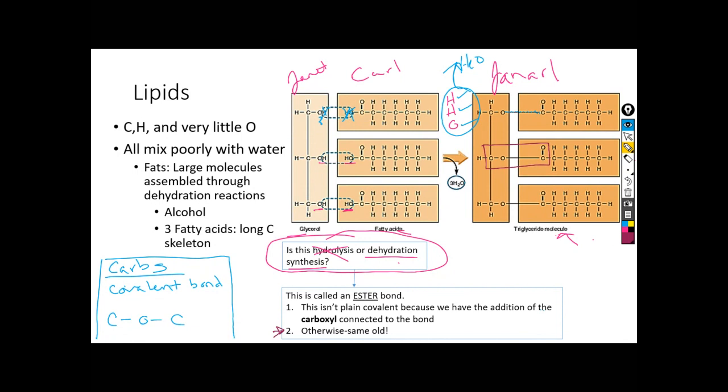The reason it's named something different is because instead of using that boring old carbonyl and the hydroxyls to do this, because remember, we used just OHs to make this bond, to make an ester bond we had to use Carl's carboxyl. I still had a hydroxyl on it, but we still have the remnants of that carboxyl hanging out. And we don't care too much, but this does change the relationship of the bond a little bit.